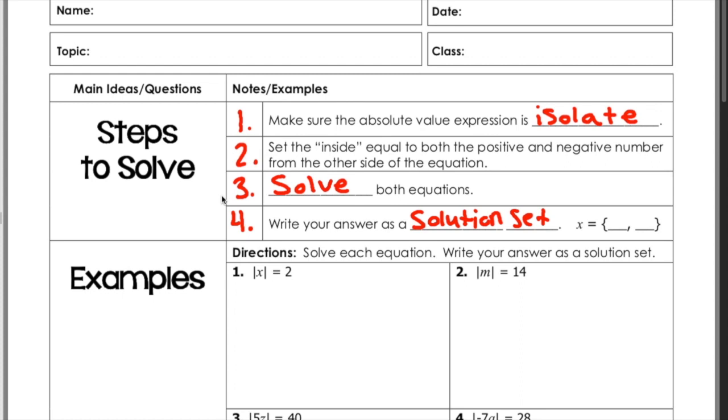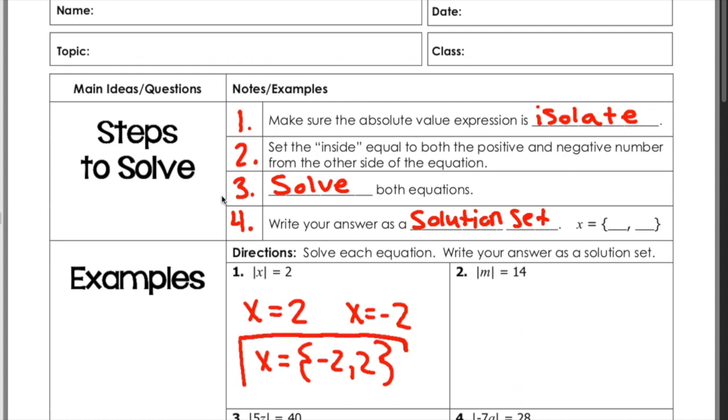So the first examples are pretty straightforward. It just says the absolute value of x is equal to 2. So we're going to isolate our absolute value, which is just x, and we're going to set that equal to positive 2, which is what we have. But then we're also going to set that equal to negative 2, because if we plug in negative 2, the absolute value of negative 2 is 2. So our final answer for number 1 would just be x equals, then we do our brackets, and we have negative 2, 2, close the brackets, and that is our final answer. So that is what I'm going to box.